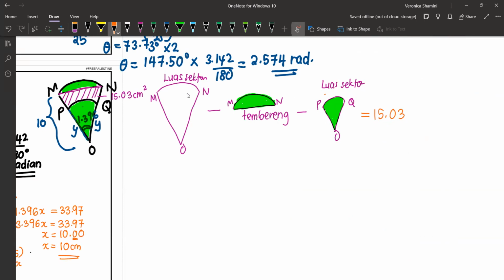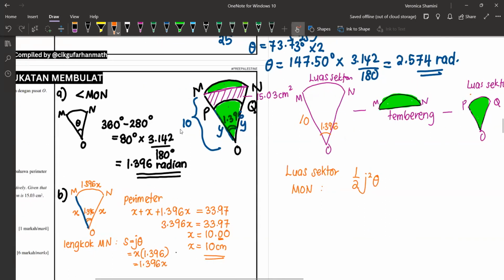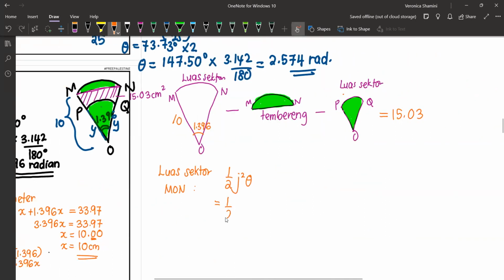Okay, so now let's find one by one first. Okay, luas sektor MON. So kita guna 1/2 J square theta. So jejari kat sini 10. Here is 1.396, isn't it? Let me just double check. 1.3, yeah, okay. So 1/2 jejari 10.